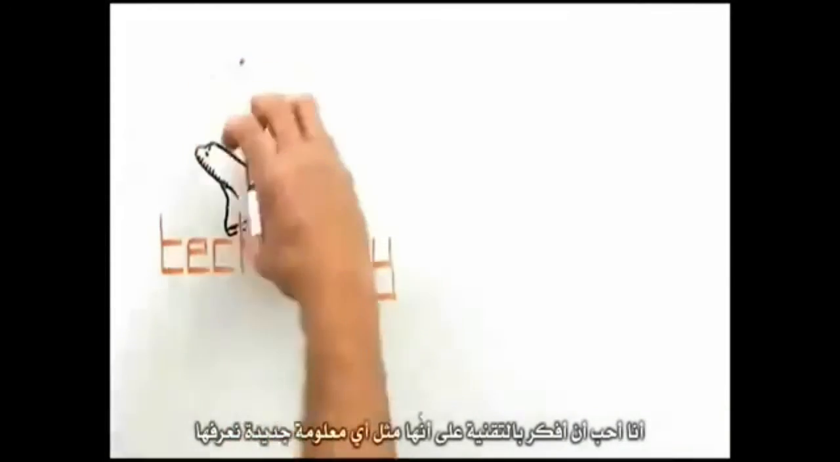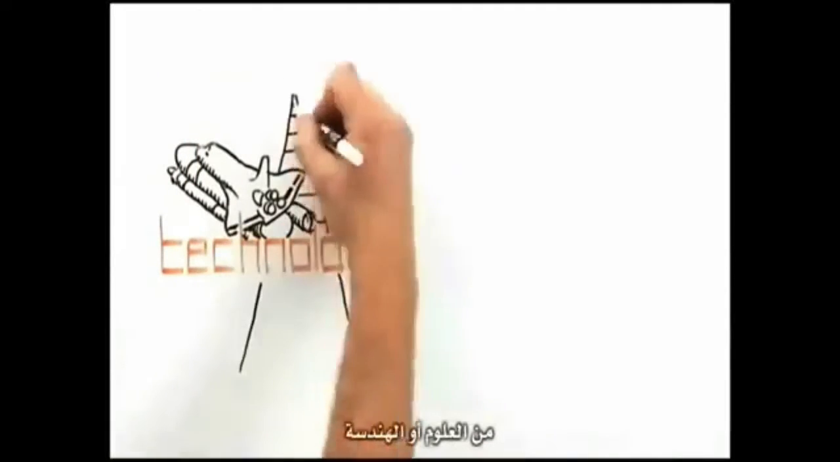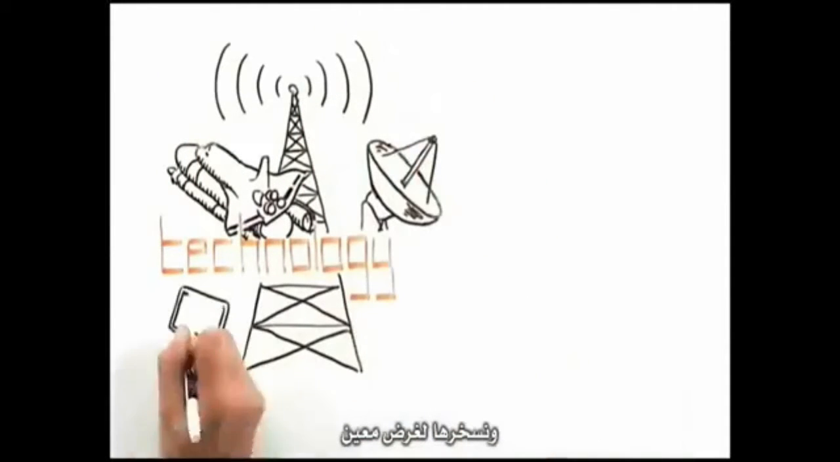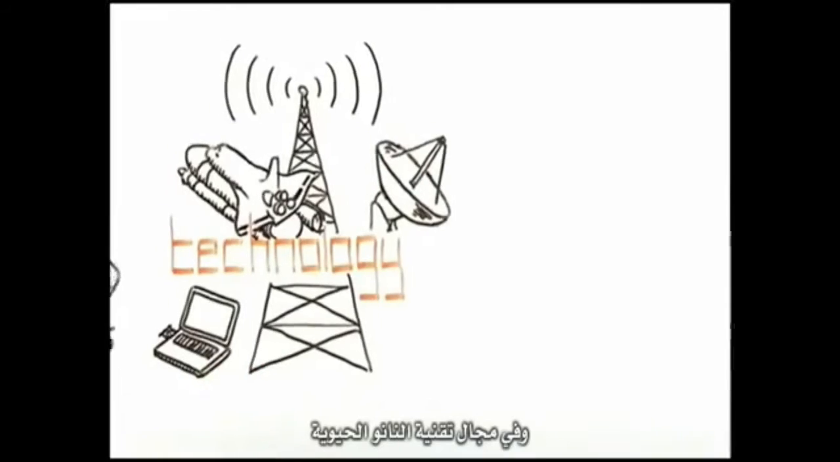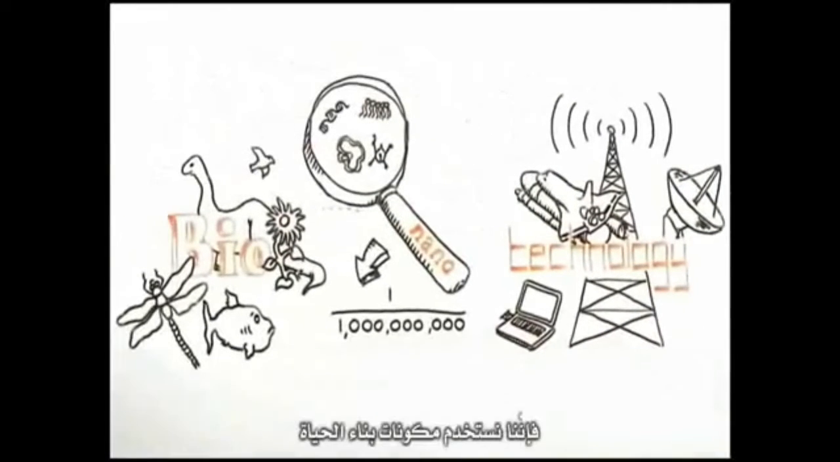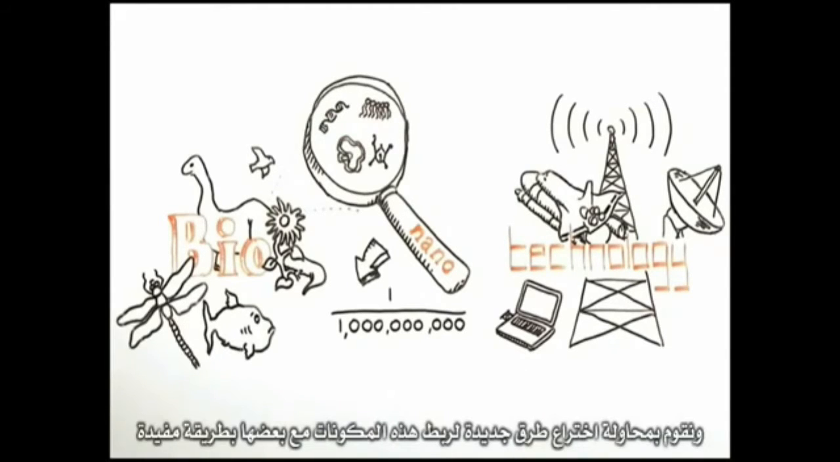So now we know bio, we know nano. What about technology? I like to think of technology as what we get when we take all of our knowledge from science and engineering and harness it for some purpose. So in the field of bio-nanotechnology, we're taking the building blocks of life, and specifically the nanoscale building blocks, and trying to invent new ways of putting them together for useful applications.